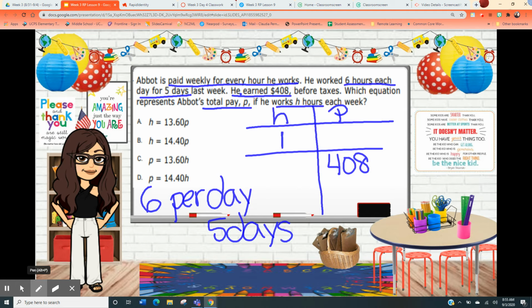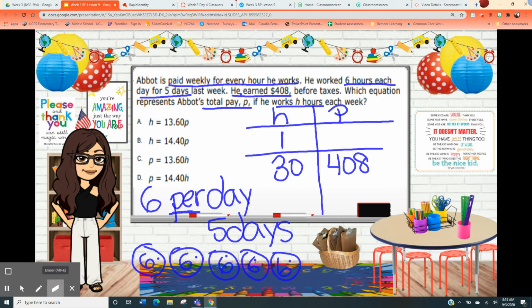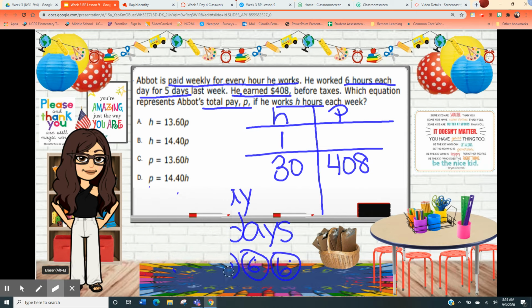Well, I know that usually when I see this word other than in unit rate, it's telling me that I'm probably going to multiply. I would have 1, 2, 3, 4, 5 days, and he works 6 hours each of those days. So that would be 6, 12, 18, 24, 30. So he worked a total of 30 hours to make $408. Okay, good.